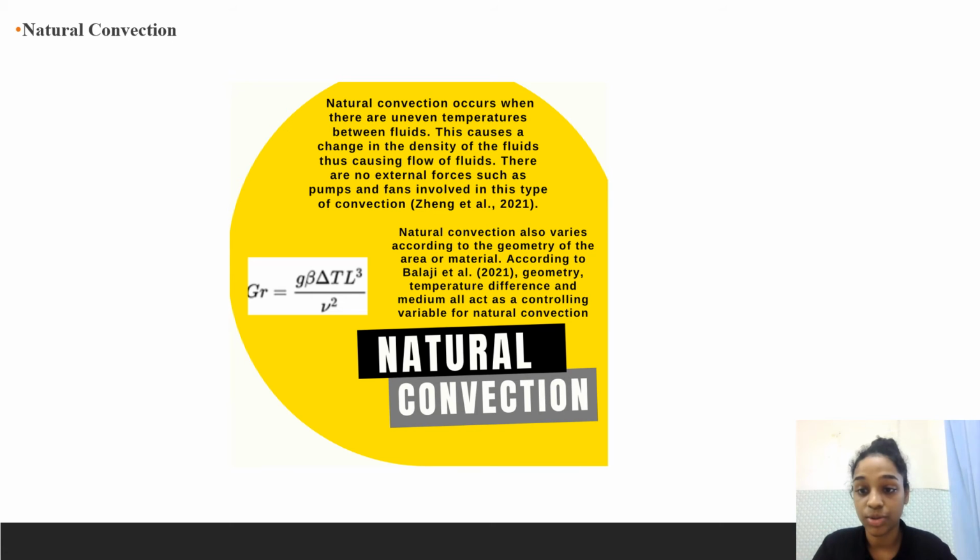According to Balaji et al. 2021, the geometry, the temperature difference, as well as the medium of the fluids all affect natural convection as controlling variables. Besides this, natural convection's turbulence also depends on the Grashof value, as can be seen in the slide. So in the Grashof value here, the g represents the gravitational acceleration, the beta represents the coefficient of thermal expansion, the delta T represents the temperature difference, the L represents the height of the area, and v represents the kinematic viscosity. This value will affect the turbulence of natural convection.